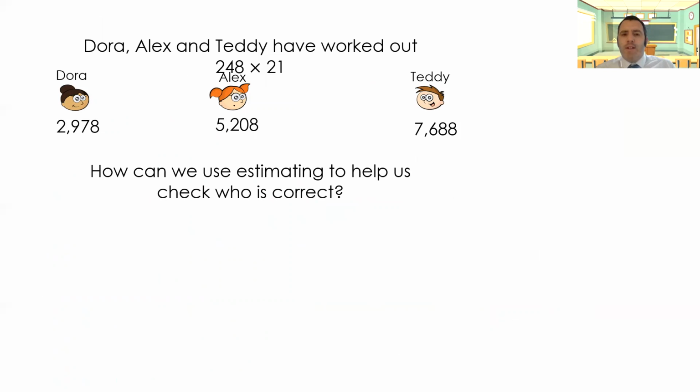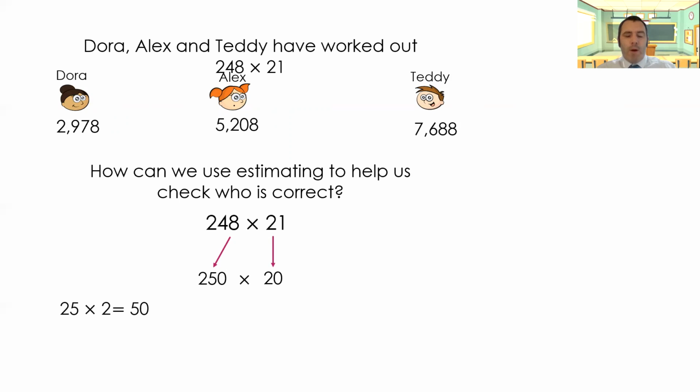How can I use estimating to help us check who is correct? Any ideas? So if I'm estimating, I don't need the exact numbers to work with. So we're looking at 248 times 21. I can round these numbers. So 248 is going to become 250. Round 21, I'm going to round that to 20. Now I've got some much nicer numbers to work with. I can say, multiply these two together. So I know that 25 times 2 is 50.